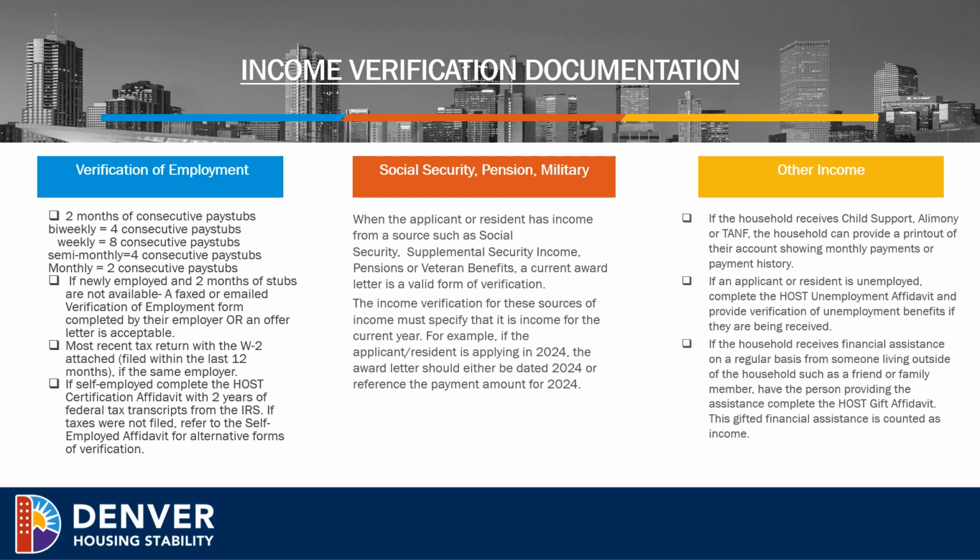Income verification will include, for the employed, 2 months of consecutive pay stubs. If paid biweekly, that would be 4 consecutive pay stubs. If paid weekly, 8 consecutive pay stubs. Semi-monthly, 4 consecutive pay stubs. Monthly, 2 consecutive pay stubs. If newly employed and 2 months of pay stubs are not available, a fax or email verification of employment form completed by the employer or an offer letter is acceptable.